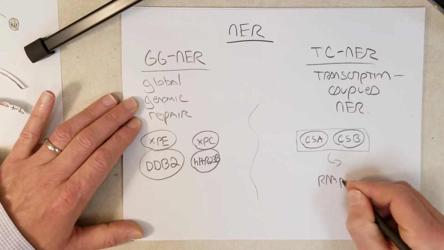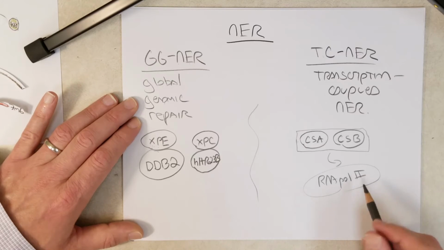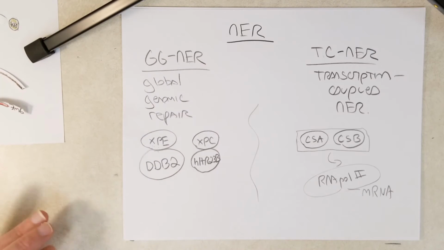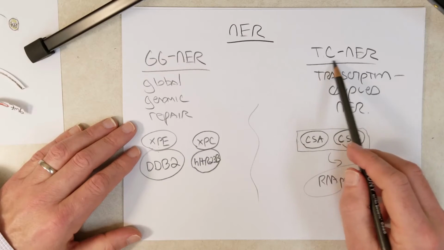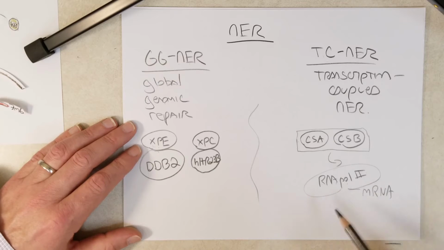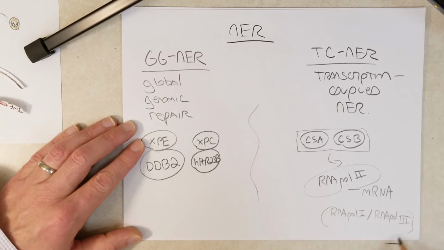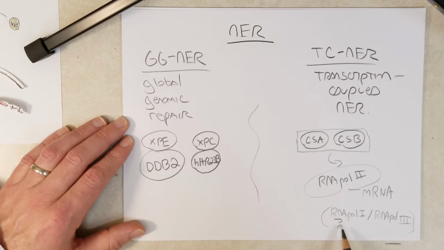I said RNA polymerase 2, and we haven't really talked about what the various RNA polymerases do, but RNA polymerase 2 is the RNA polymerase in charge of transcribing mRNA encoding genes. And TC-NER works with RNA polymerase 2. I'm not really sure about the others. It's okay if we just focus on RNA polymerase 2. RNA polymerase 1 and RNA polymerase 3 are the others.